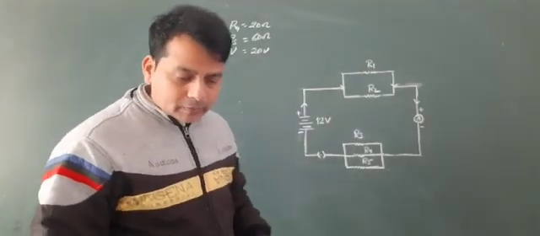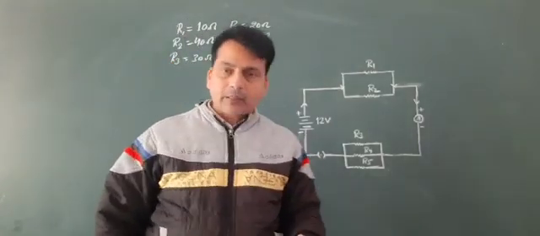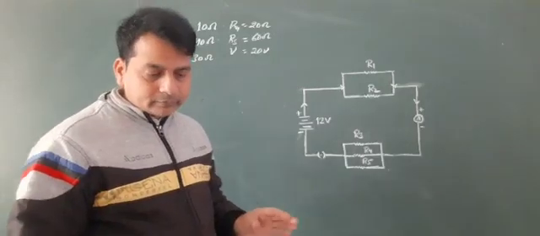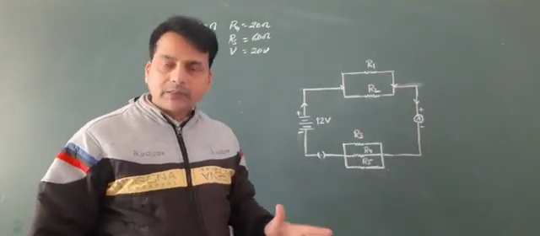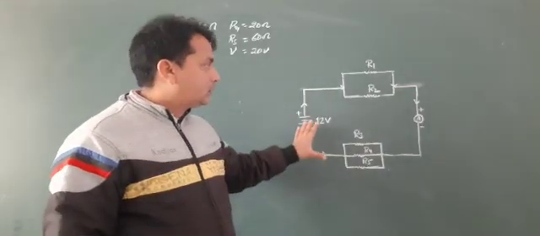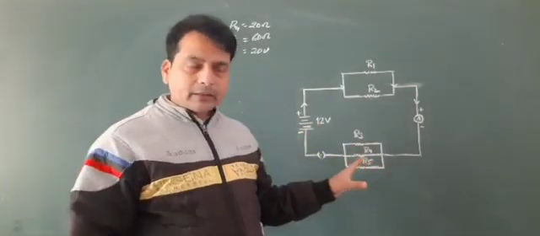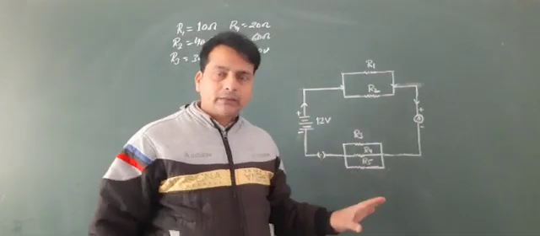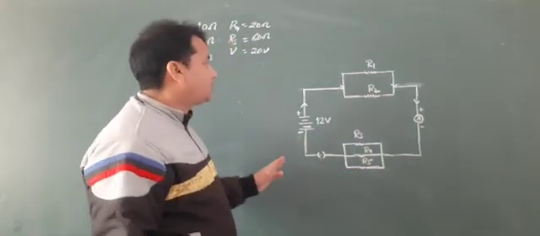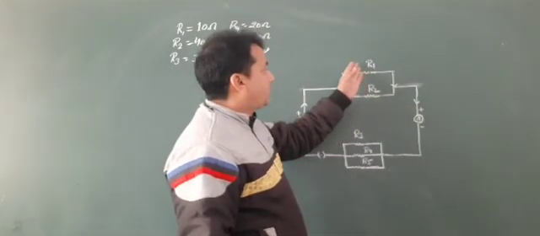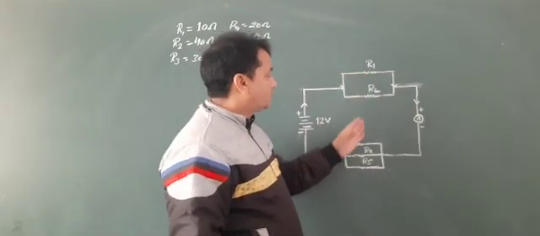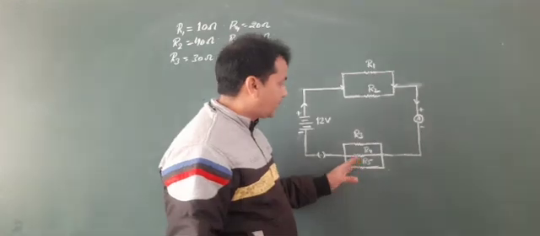So in this question, calculate the total resistance in the circuit. And the second question is the total current flowing in this circuit. So first of all, we calculate the total resistance in this circuit, from R1, R2, R3, R4 and R5.